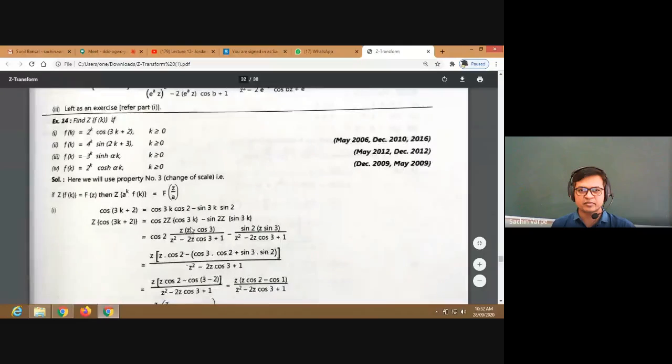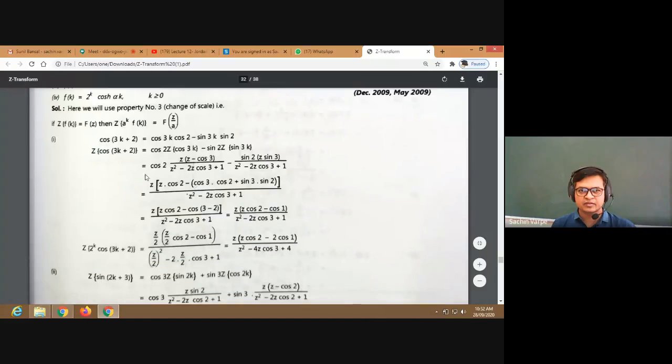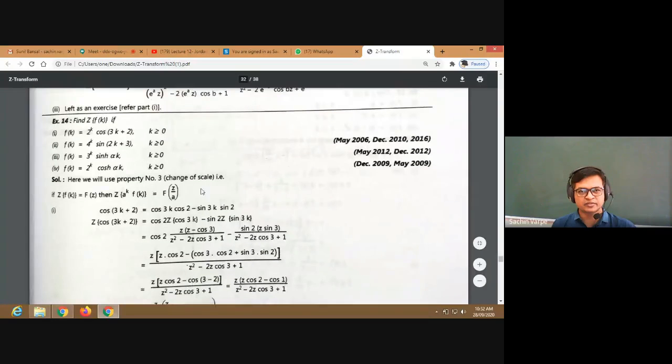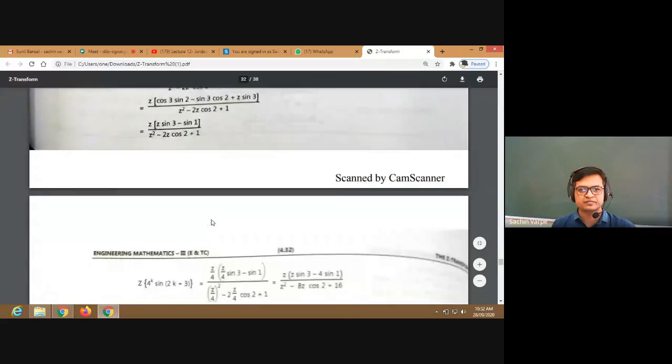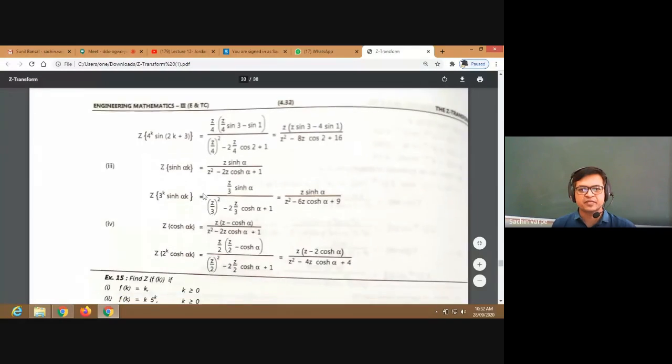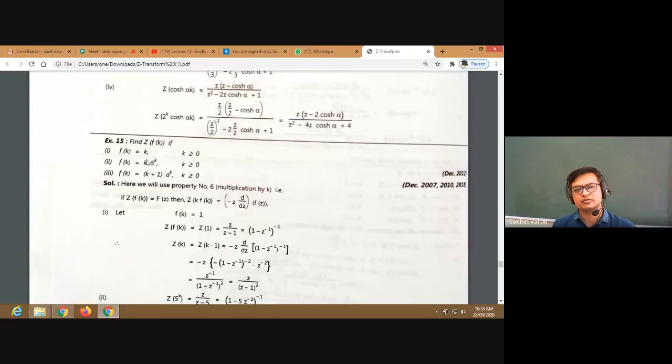You can solve these examples later. If you want me to solve any one of these, please let me know. I can solve. But that is easy. Completely based on the basic theorems, basic properties. Here also, f of k is k, just like k into 1, so multiplication by power of k, or you can use the basic definition. Here also f of k is k 5 raised to k, so this is just like k into a raised to k kind of function.